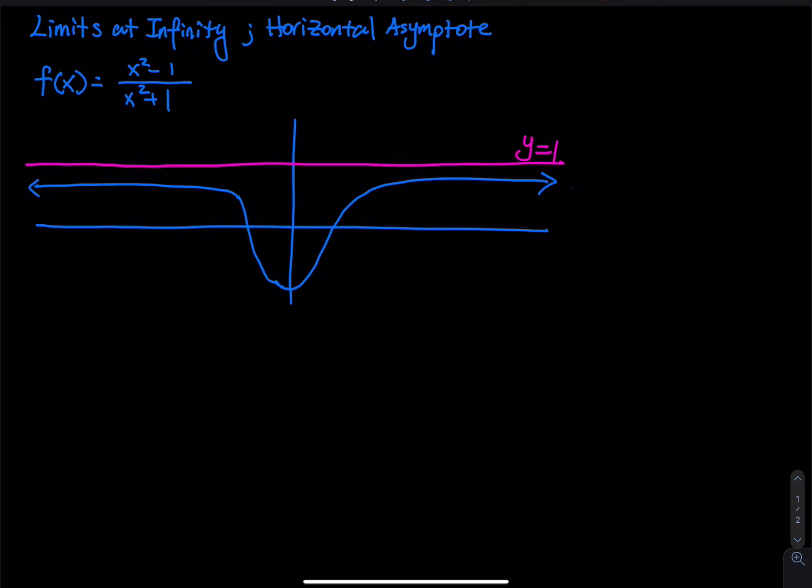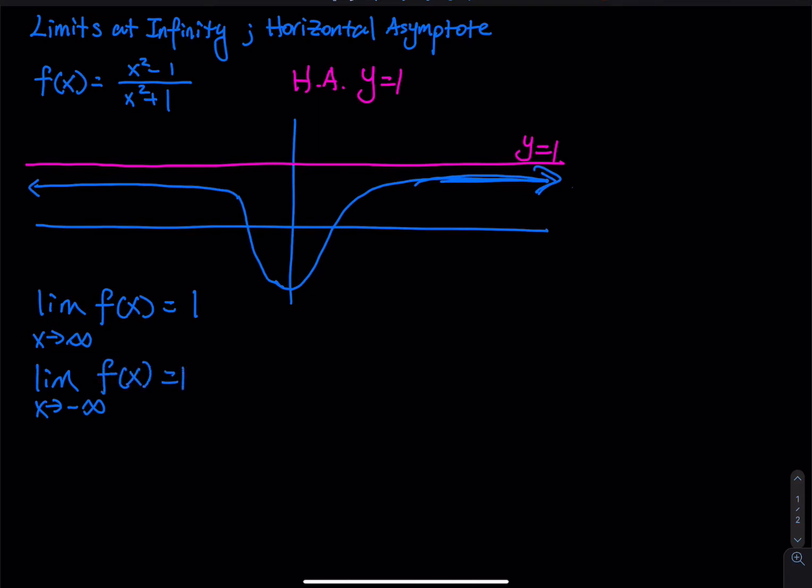So what is the horizontal asymptote? The horizontal asymptote, HA, is y equals 1. How do you describe this using limits? This is how we do it. We write that the limit as x approaches positive infinity of the blue function, so as x goes all the way to the right-hand side, y approaches 1. And the limit as x approaches negative infinity, which is the left end of the function, is also equal to 1. So therefore, the horizontal asymptote is y equals 1.